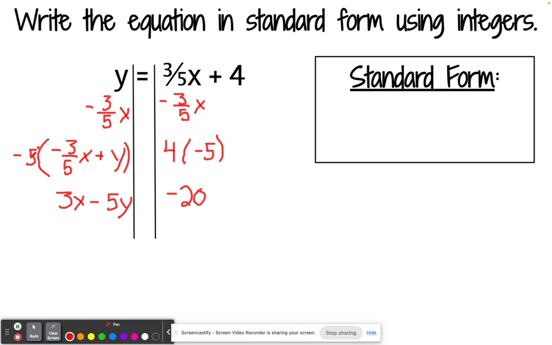You see how if I multiply this by 5, simplifying, that 5 and that 5 will simplify. Negative, negative, make a positive. Now it is written in standard form. They're all integers. I got my x, my y, and then my number, ax, by, c. And my first number is positive.